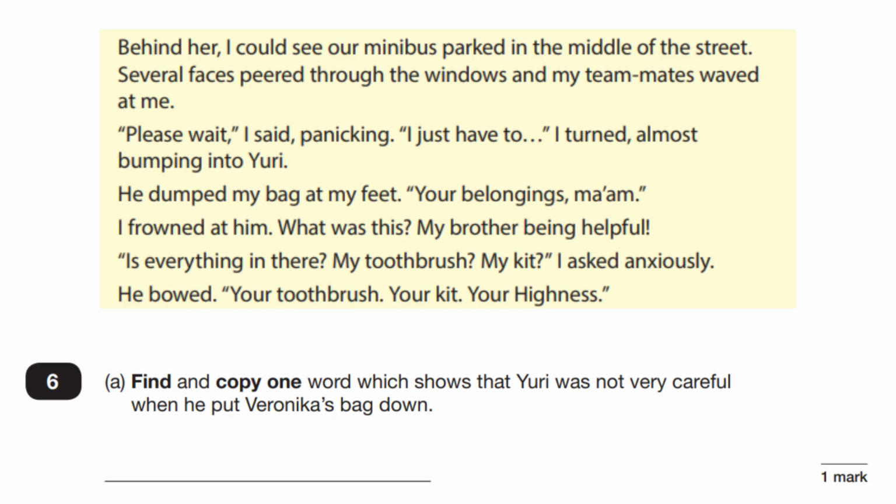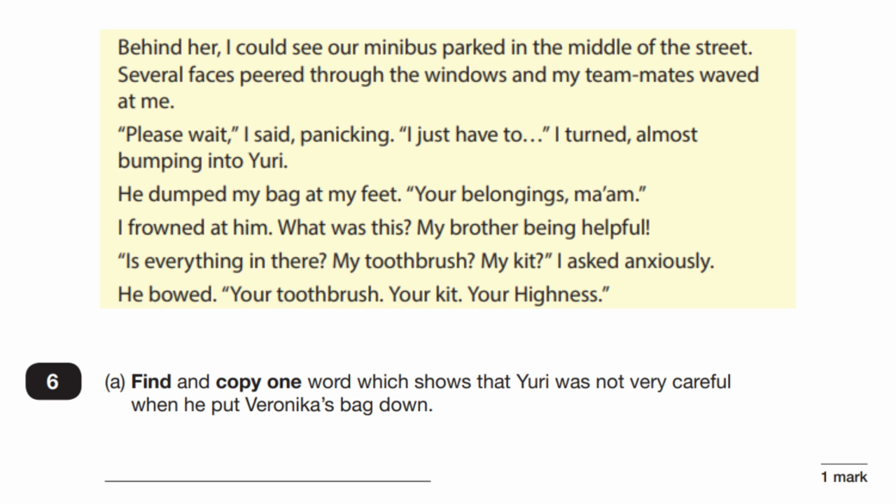So we've got behind her. I could see our minibus parked in the middle of the street. Several faces peered through the windows. My teammates waved at me. Please wait, I said, panicking. I just have to. I turned, almost bumping into Yuri. He dumped my bag at my feet. Your belongings, ma'am? Frowned at him. What was this? My brother being helpful? Is everything in there? My toothbrush, my kit? I asked anxiously. He bowed. Your toothbrush, your kit, your highness.